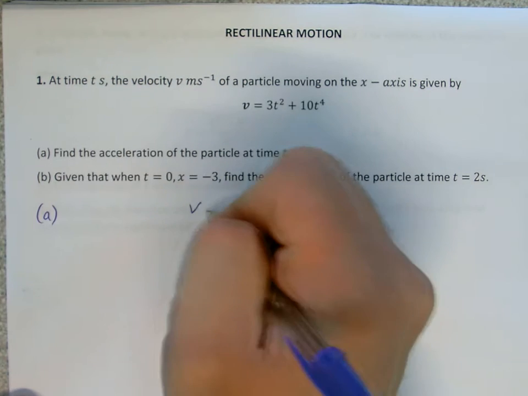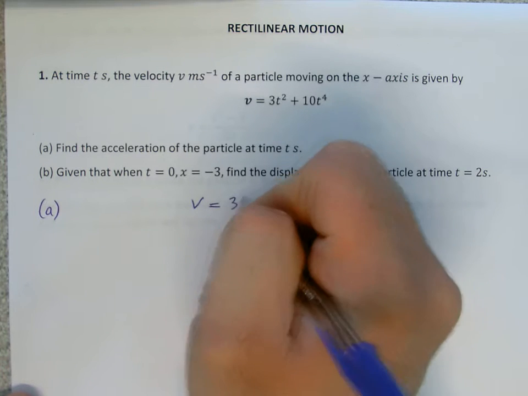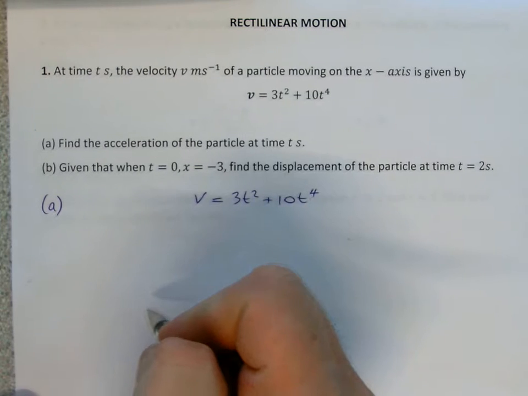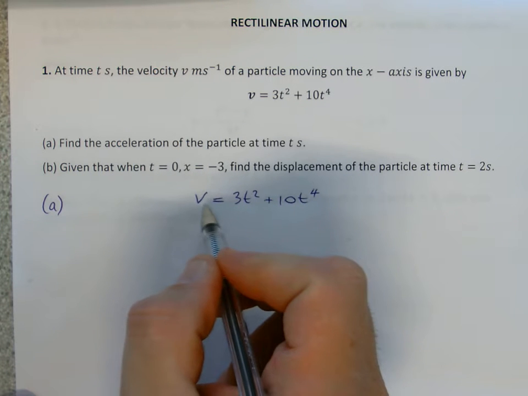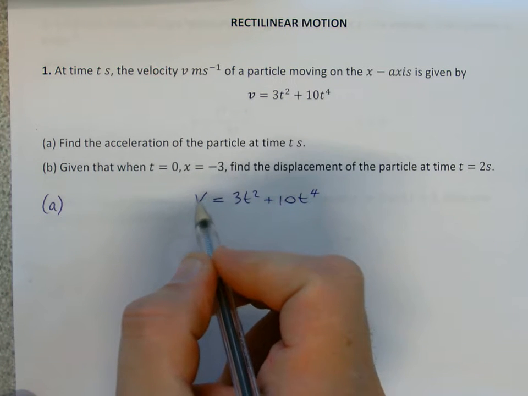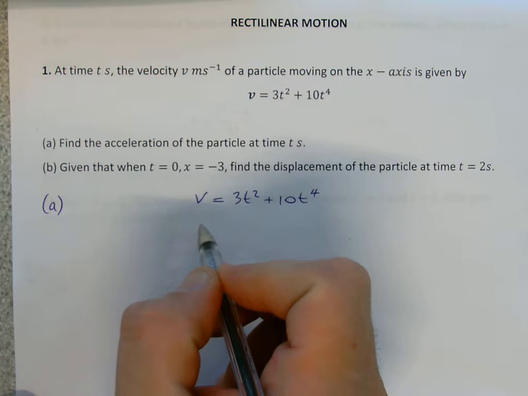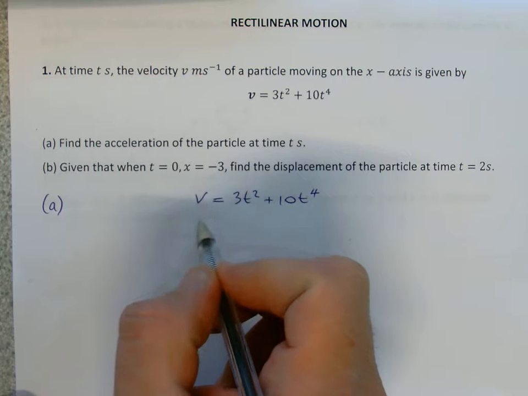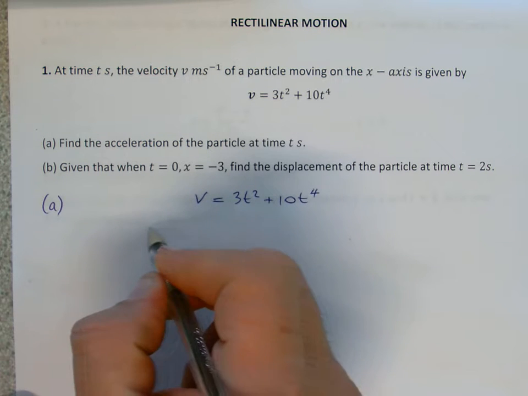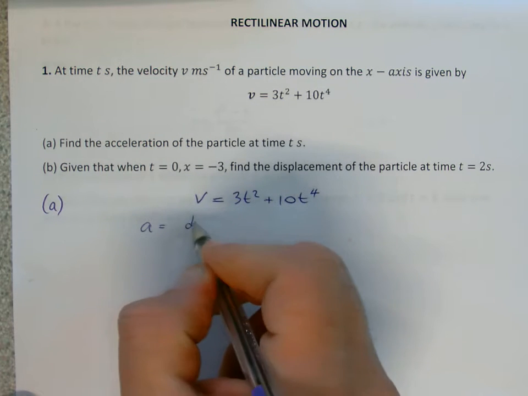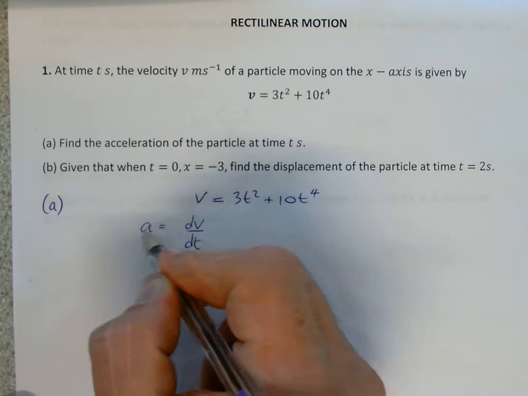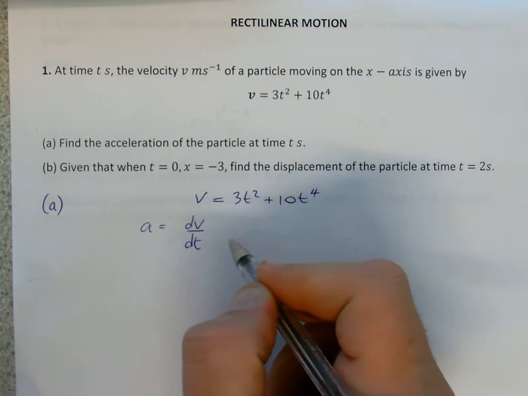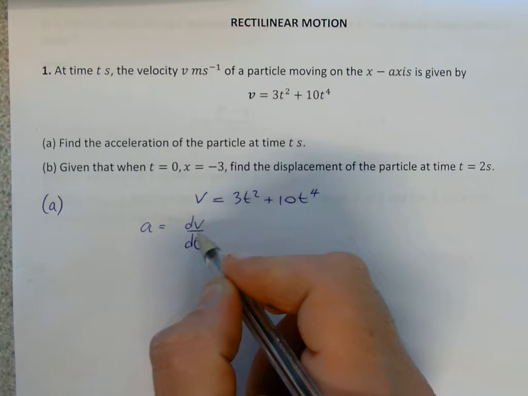Alright, so we're given v equals 3t squared plus 10t to the power 4. Now this is velocity. From velocity we can get acceleration, we can also get displacement. We need to remember that to get acceleration we need to differentiate velocity, because acceleration looks at the rate of change of velocity, how velocity is changing. So we do dv by dt.